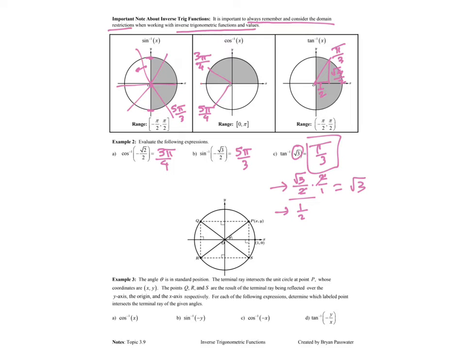It says the angle theta is in standard position. The terminal ray intersects the unit circle at point P, whose coordinates are x, y, so that's here. The points Q, R, and S are the result of the terminal ray being reflected over the y-axis, origin, and x-axis respectively. For each of the following expressions, determine which labeled point intersects the terminal ray of the given angles. So cosine inverse of x. Cosine inverse of x would be located at point what?